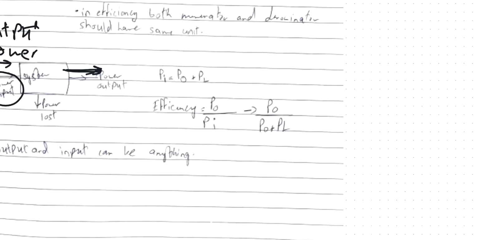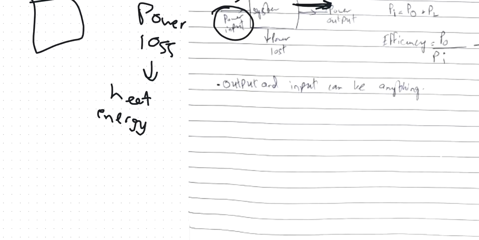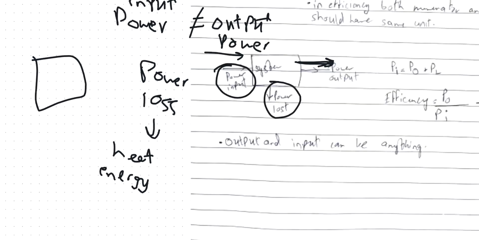So what is the formula for input power? Power input, remember, will equal the output power plus the power that is lost to the surroundings. So this power lost due to the surroundings plus the output power will give you the input power.